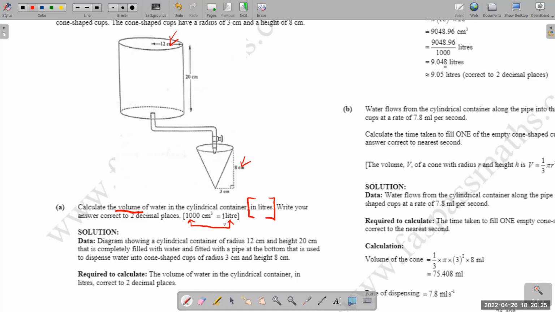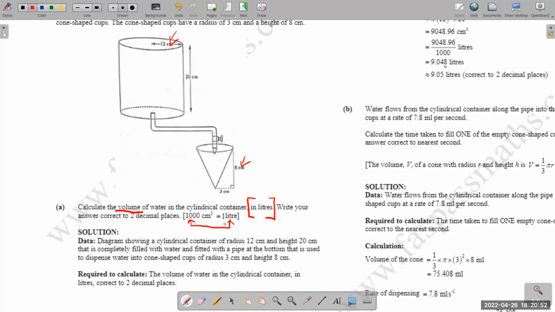Now, they ask for your answer to what? 2 dp. So this is just rounding off. As you know, you cut off because this number is greater than 5, this number is going to go up by 1. So that's the answer. How was that one? Pretty straightforward, right? All we had to do was find the volume of the container holding the water. So let's look at the second question.